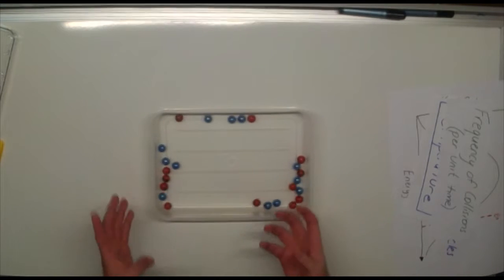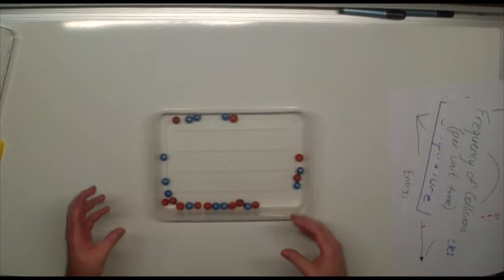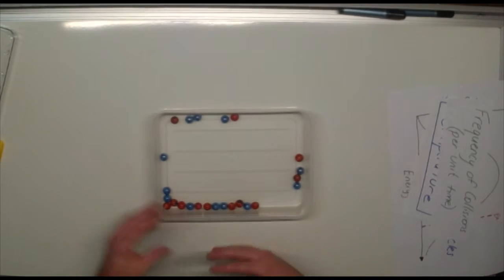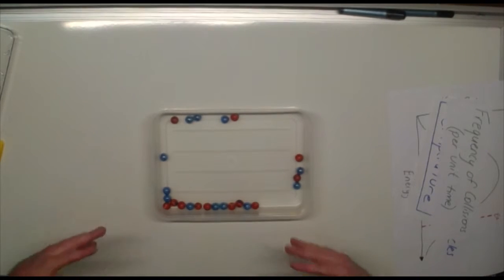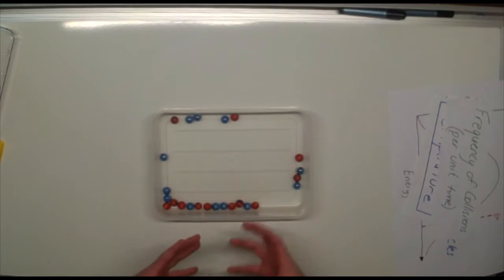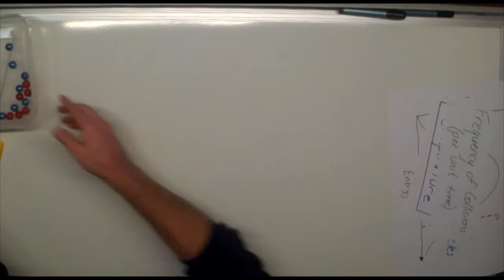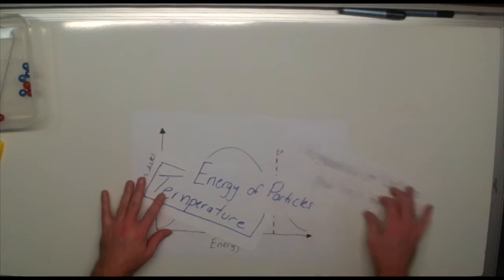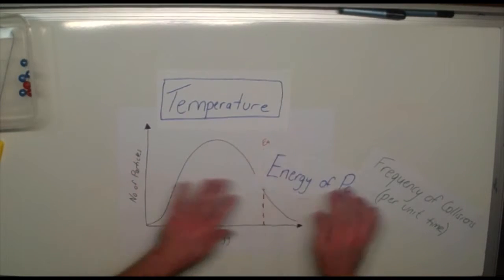Okay, you can see that what's actually happening is that we're getting a lot more collisions occurring. Particles moving around, they're colliding much more frequently. They have more energy when they collide as well. All right, so it's much more likely that when they do collide, they're going to have the energy greater than or equal to the activation energy. So we can represent that on this graph if we're looking at temperature.